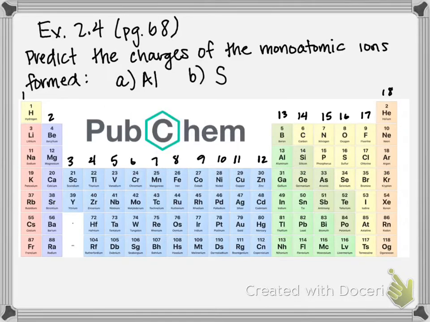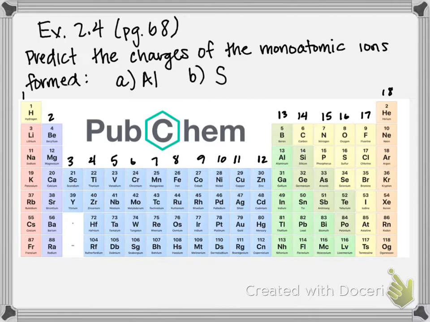This is example 2.4 on page 68 of your textbook. Here they're asking you to predict the charges of the monoatomic ions formed for aluminum and for sulfur. So before we assign these charges, I want to do a quick review on how to assign things different charges.